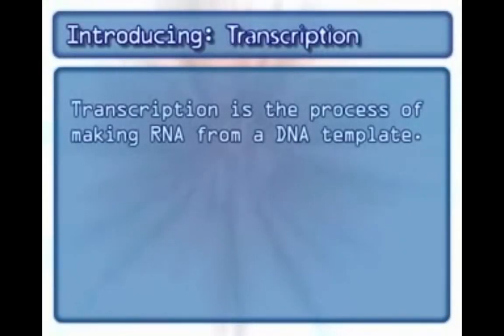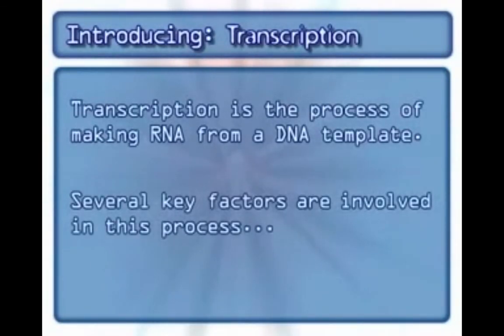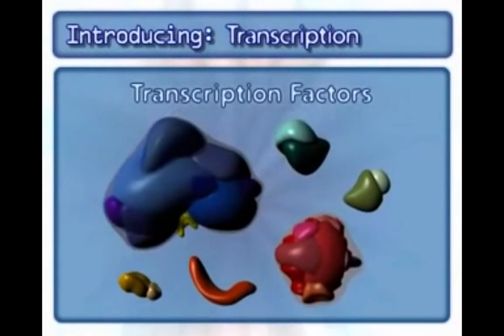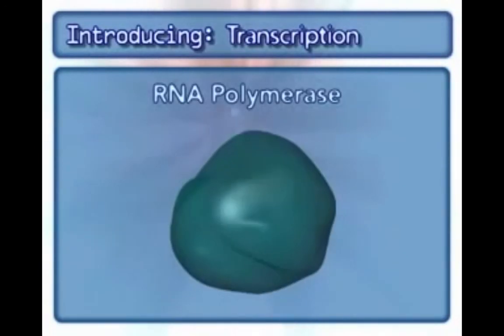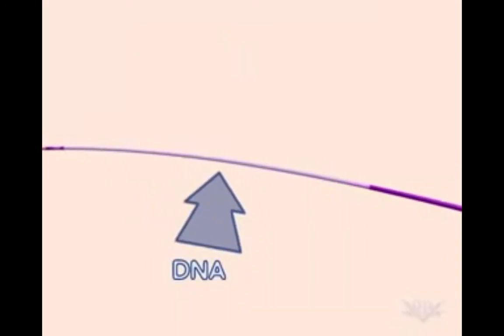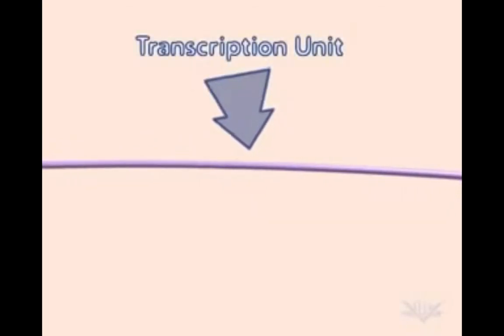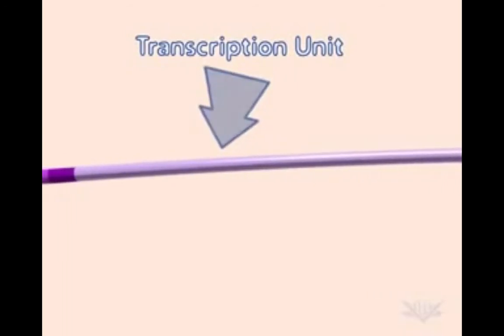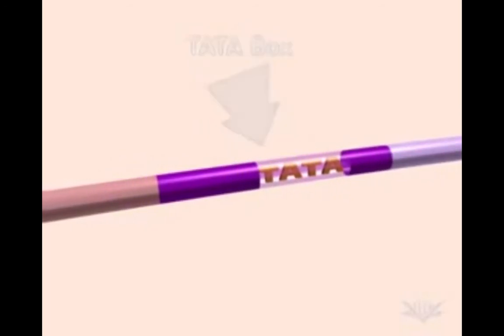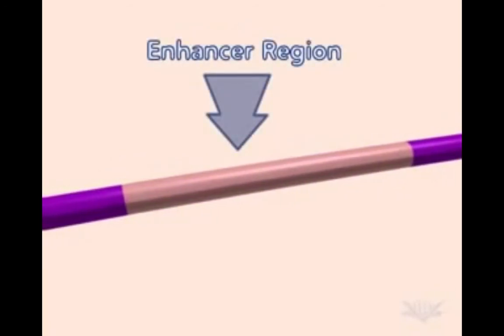Transcription is the process of making RNA from a DNA template. Several key factors are involved in this process, including DNA, transcription factors, RNA polymerase, and ATP. Transcription begins with a strand of DNA. It is divided into several important regions. The largest of these is the transcription unit. This portion of the DNA will be used to produce RNA. Upstream of the transcription unit is the Tata box. An enhancer region may also be involved.